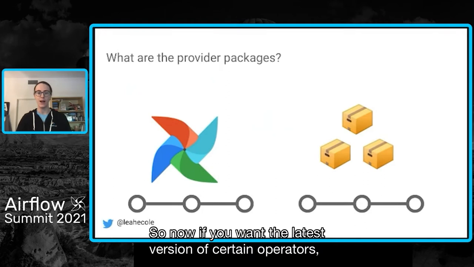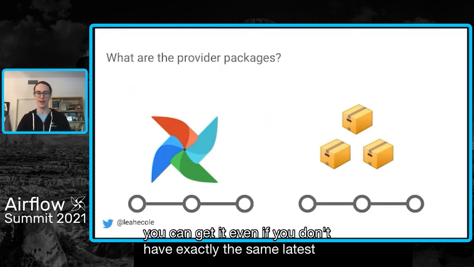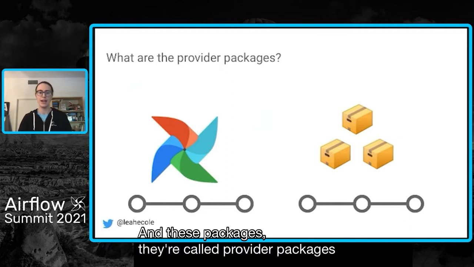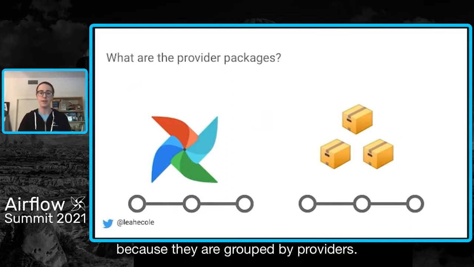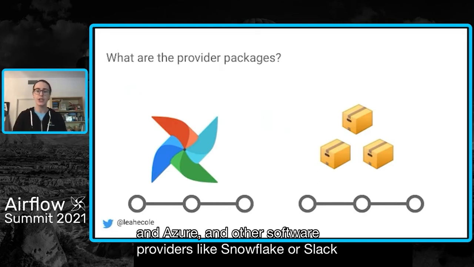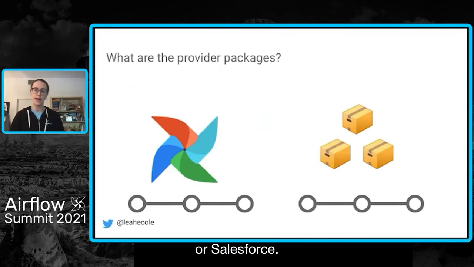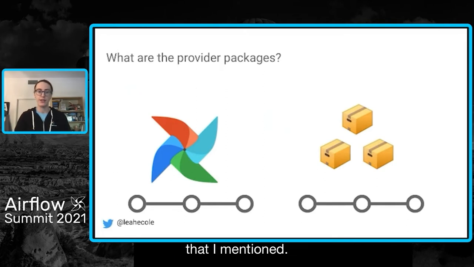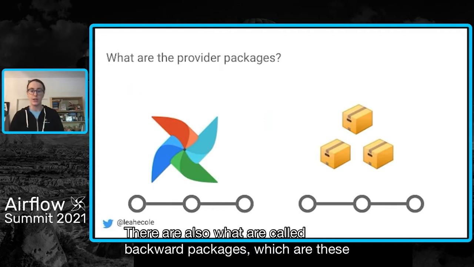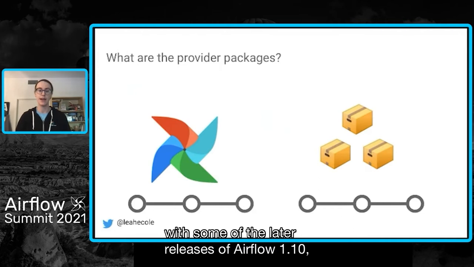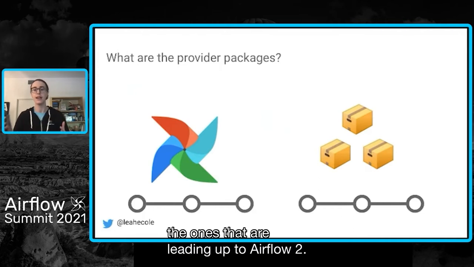So now, if you want the latest version of certain operators, you can get it, even if you don't have exactly the same latest version of Airflow. And there are some limitations, but they're documented. And these packages are called provider packages because they are grouped by providers. Examples of providers are the cloud providers like GCP, AWS, and Azure, and other software providers like Snowflake or Slack or Salesforce. There are a lot of them, and it's not limited just to the ones that I mentioned. There are also what are called backport packages, which are these provider packages that have been made backwards compatible with some of the later releases of Airflow 1.10, the ones that are leading up to Airflow 2.